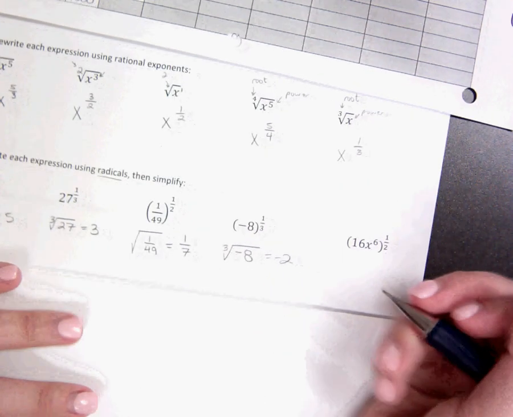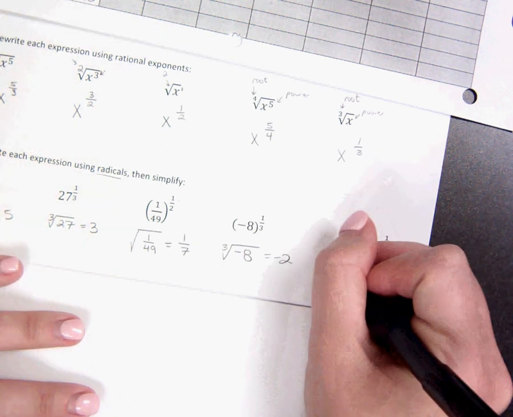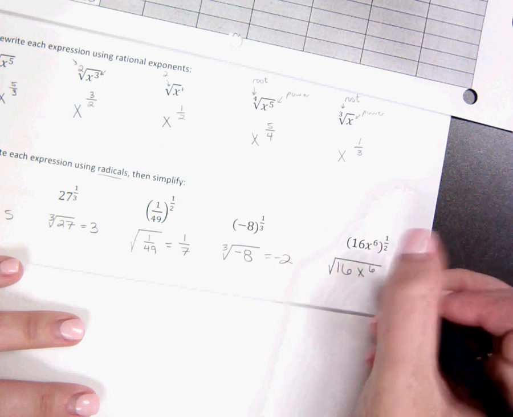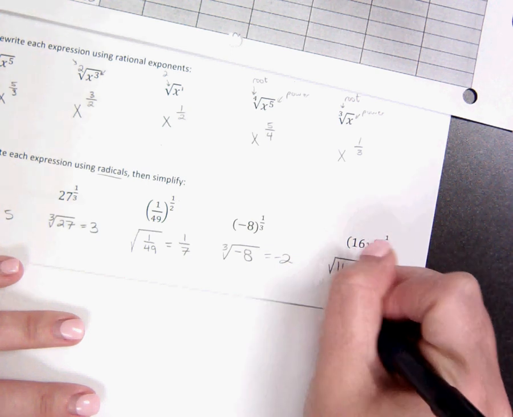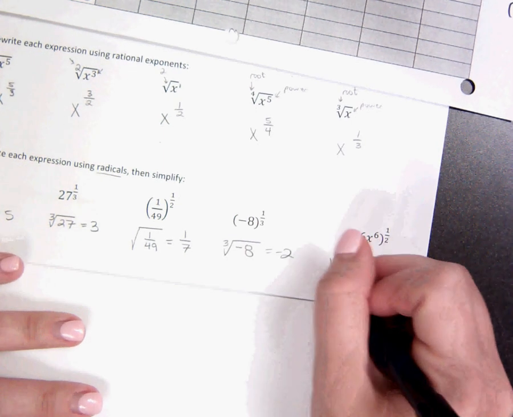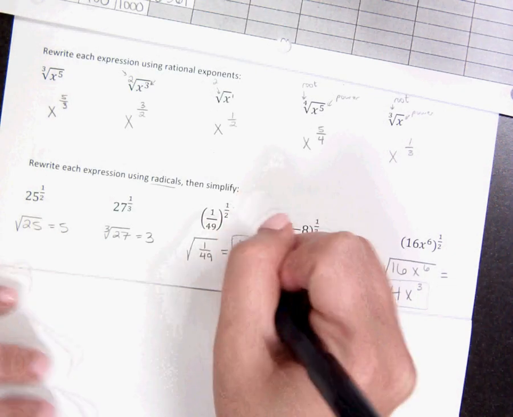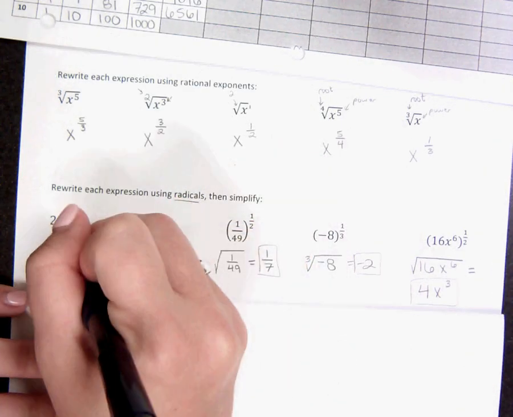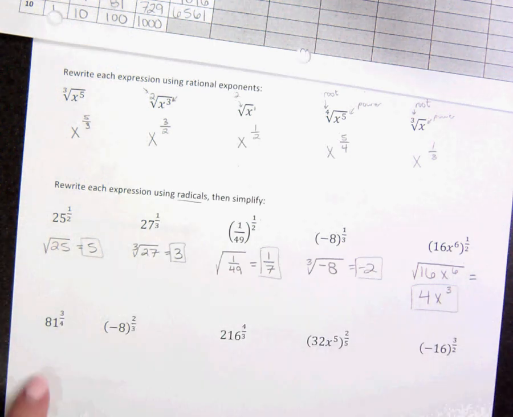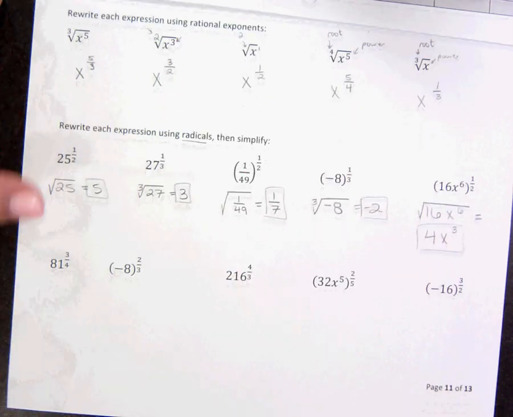And then we have 16x to the 6th to the 1/2 power. That would be the square root of 16x to the 6th. Let's see, the square root of 16 is 4. Square root of x to the 6th is x to the 3rd. So just rewriting it into radical form and then using everything we've learned about radicals so far to simplify. If you'd like to try the next set on your own, you're more than welcome to, or you can follow along with me.